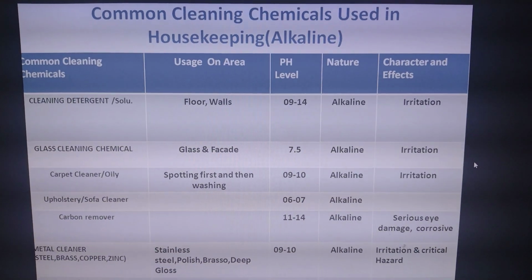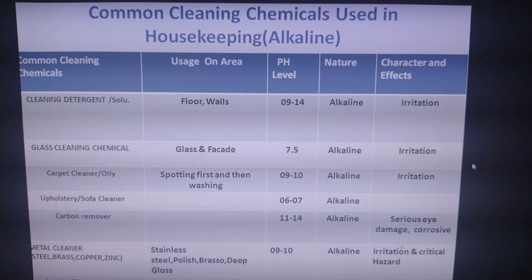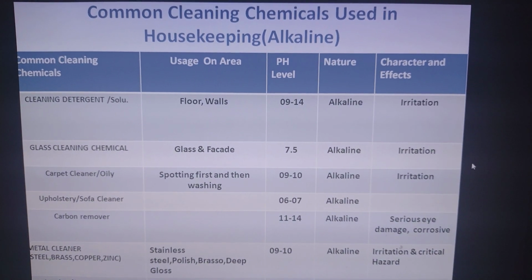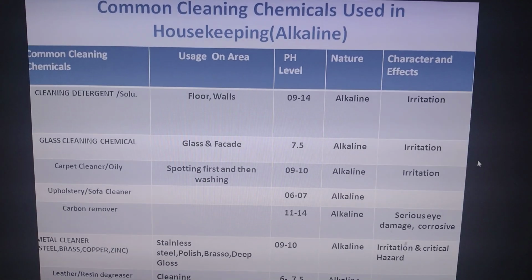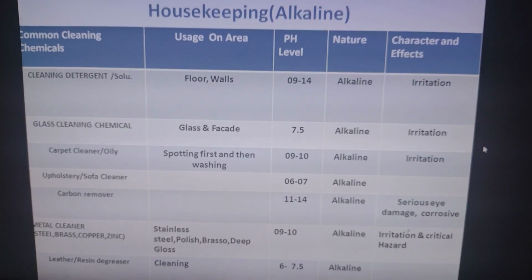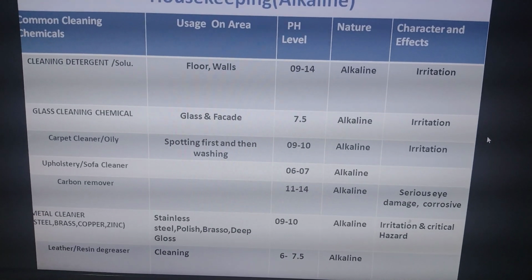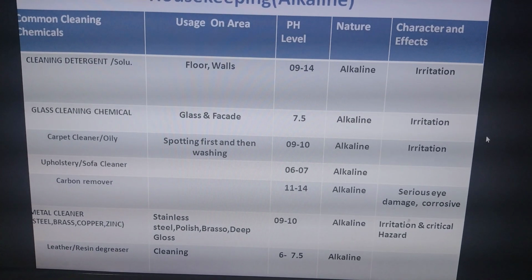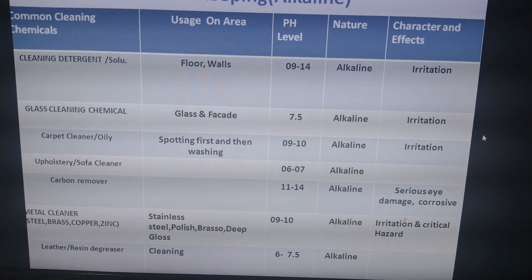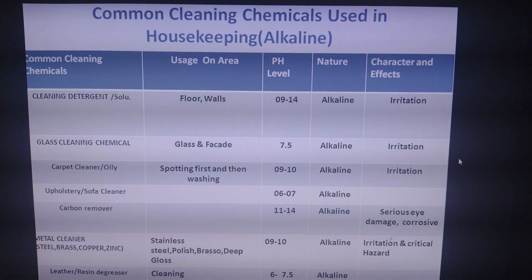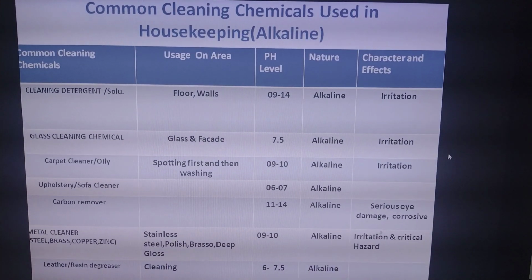Cleaning chemicals used in housekeeping with alkaline nature are cleaning detergents, glass cleaning chemical, carpet cleaner or oily stain removal, upholstery sofa cleaner, carbon remover, metal cleaner, Brasso for brass, copper, zinc cleaning, and leather or resin degreaser. These are the common alkaline chemicals which most housekeeping-related persons know.